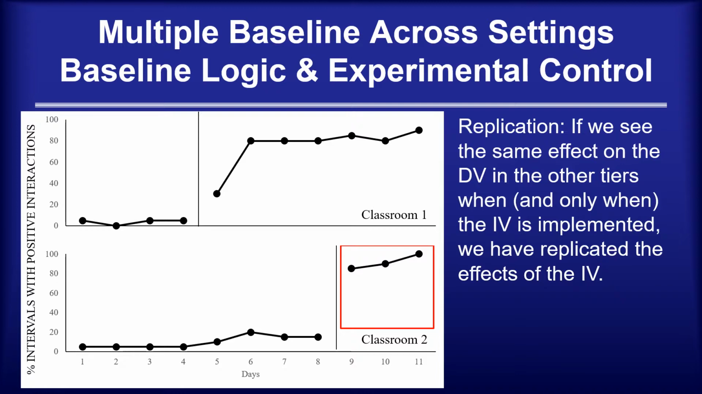Replication within phases is represented by each subsequent data point with steady-state responding. We also see replication across tiers, either participants, behaviors, or settings, when we see the same effect on the dependent variable in the other tiers when, and again only when, the independent variable is manipulated. The more tiers we have in a multiple baseline design, the more evidence we have for a functional relation. Note, however, that we're not ever going to be able to see replication across phases in a single tier.